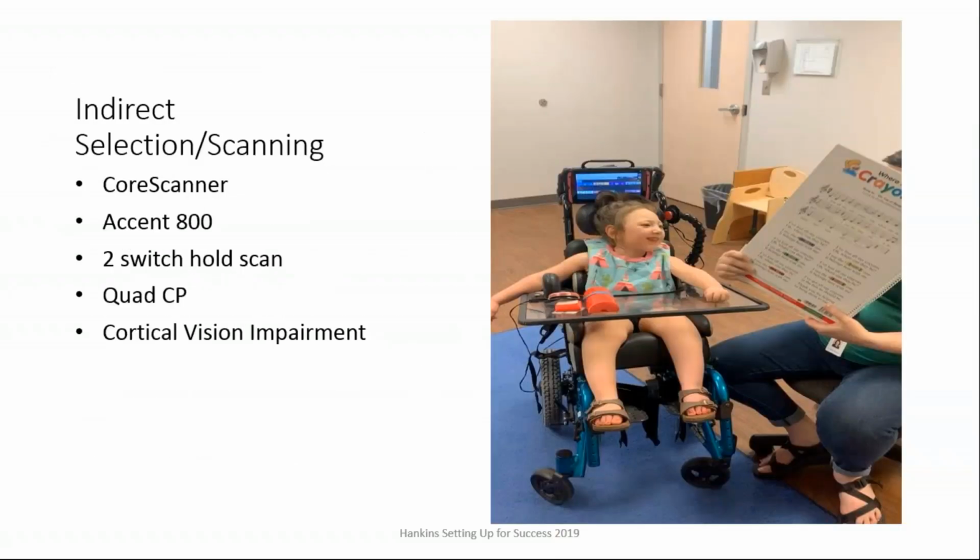So this is Laney. We're going to talk about her a lot as time goes by. She is now 4. She's been scanning since she was about 2.5. She has quadriplegic cerebral palsy and cortical vision impairment. She utilizes Core Scanner as her language system. She has an Accent 800. And right now she's using 2-switch hold scan as her means of access.